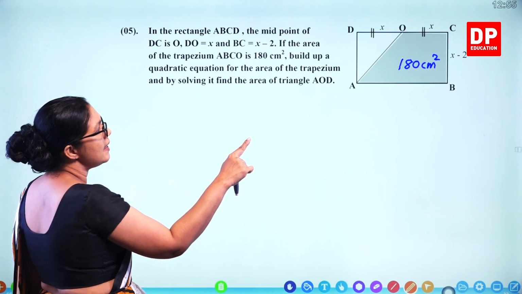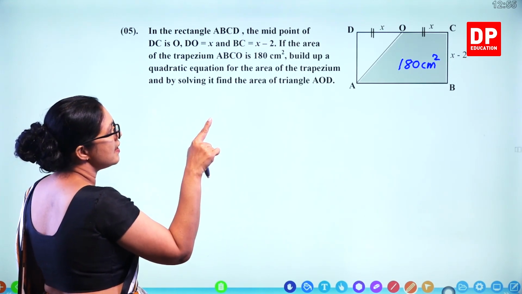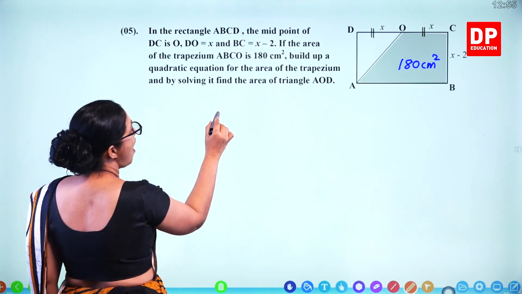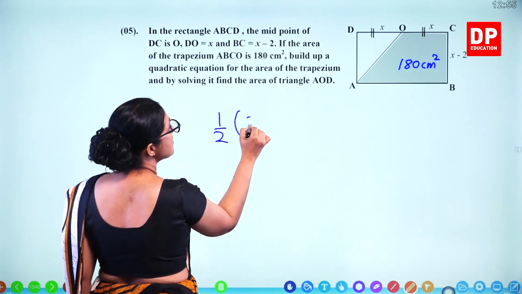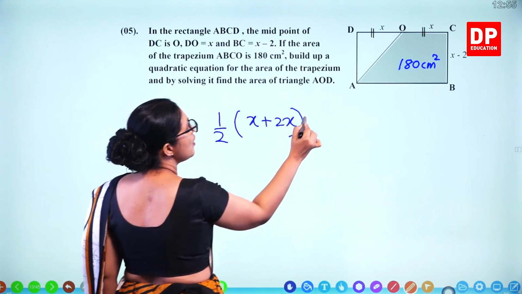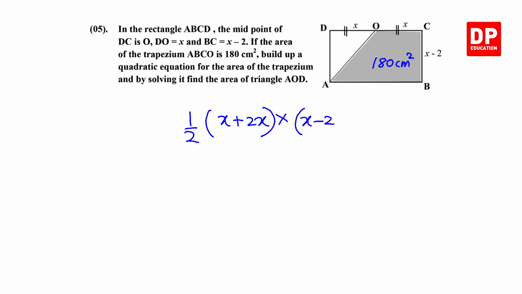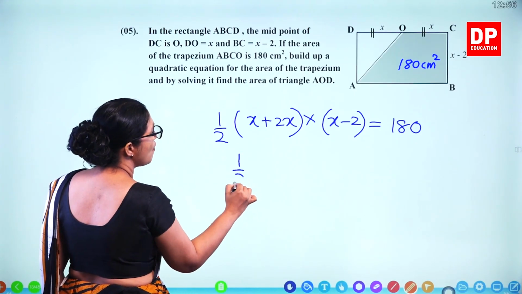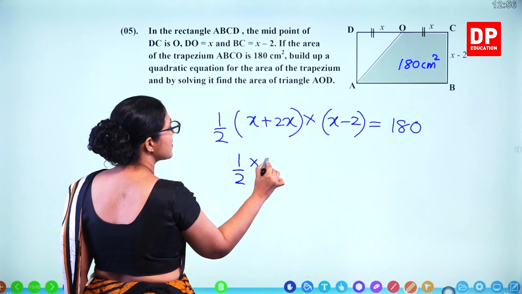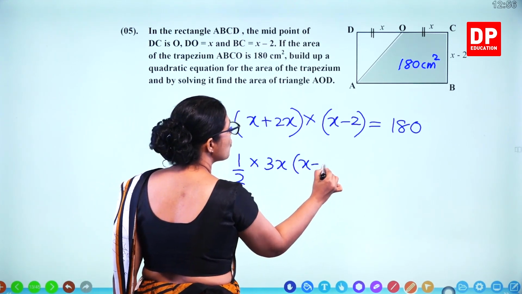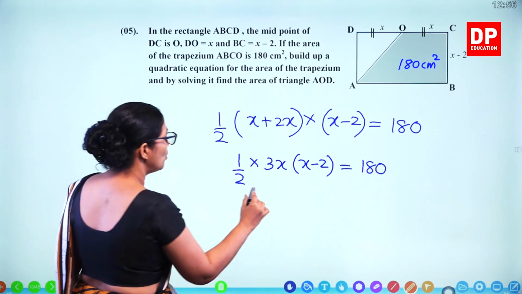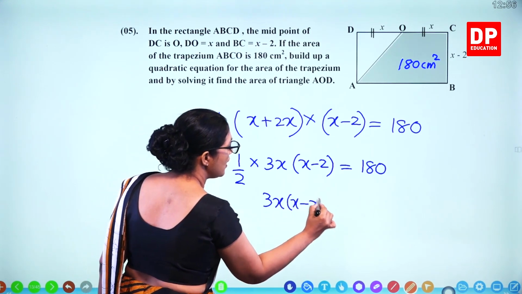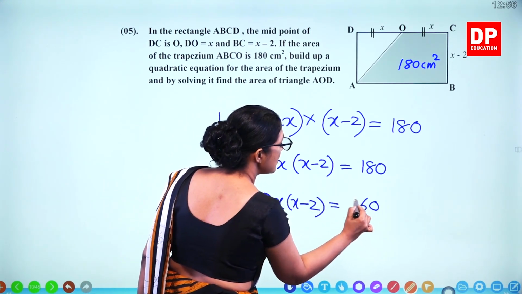So what's the AB length? 2x. OC is x. So area of the trapezium is half, length of 2 parallel lines, x and 2x, into perpendicular height, x minus 2. That's equal to 180. So here we can simplify this. Half, x and 2x addition is 3x, x minus 2 equals 180. Now multiply the whole equation by 2. You get 3x, x minus 2 equals 2 times 180, 360.